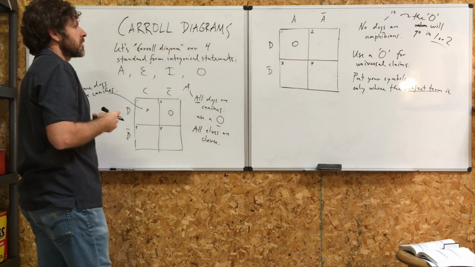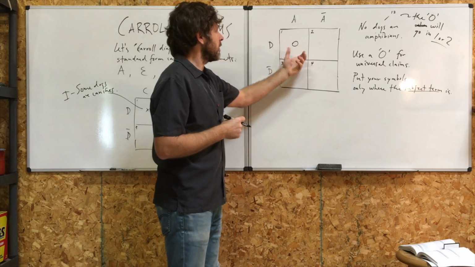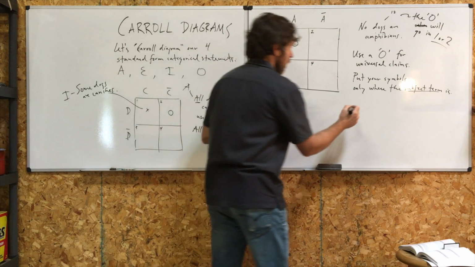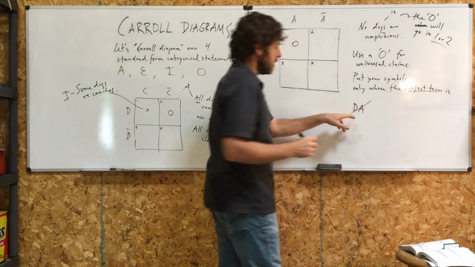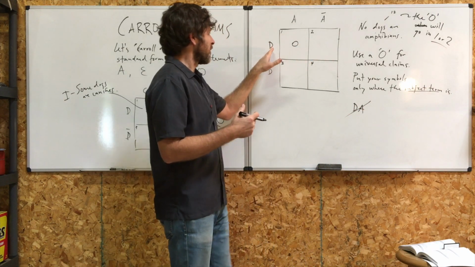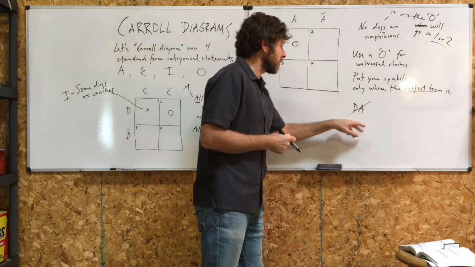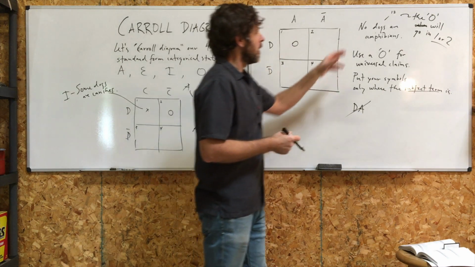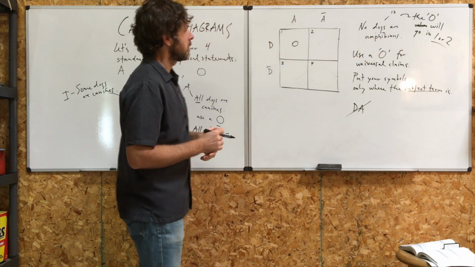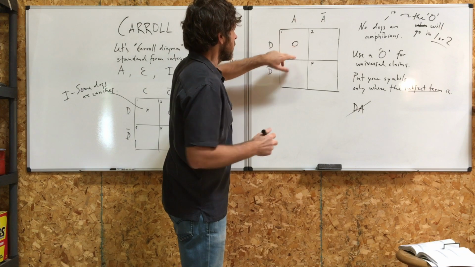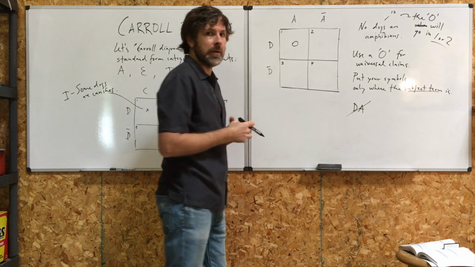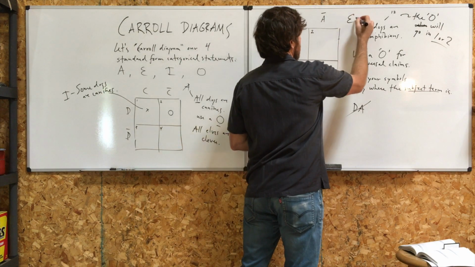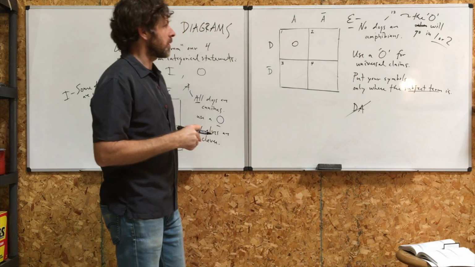This tells us that there's nothing in the region of dogs that are amphibians. So there's no DA. You understand what that means? Something that's a dog and amphibious, that does not exist. Isn't that the same thing as saying no dogs are amphibians? You're never going to find a dog that's an amphibian. So there's nothing that exists in region 1. Empty. We've just diagrammed the E statement.